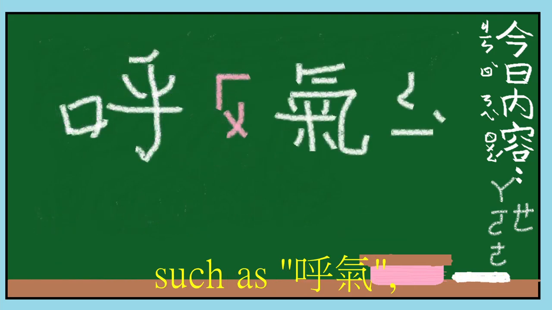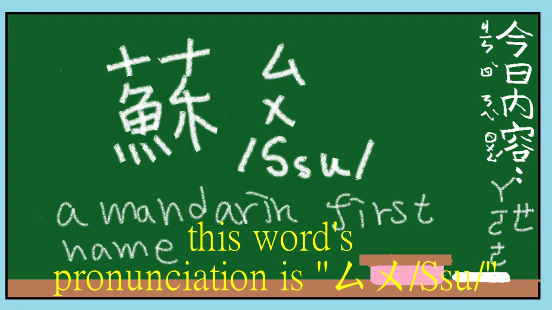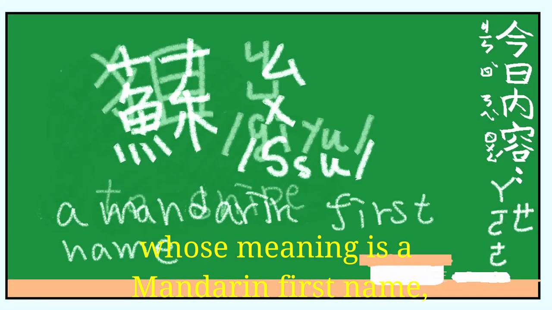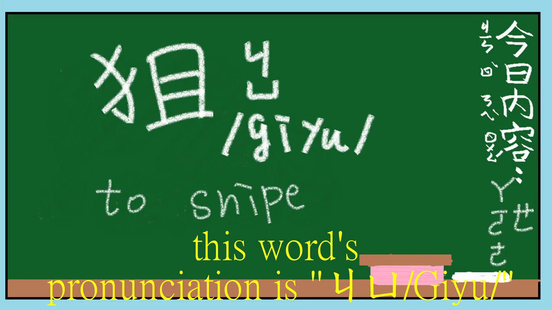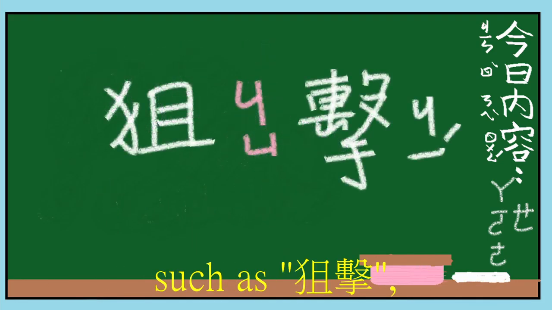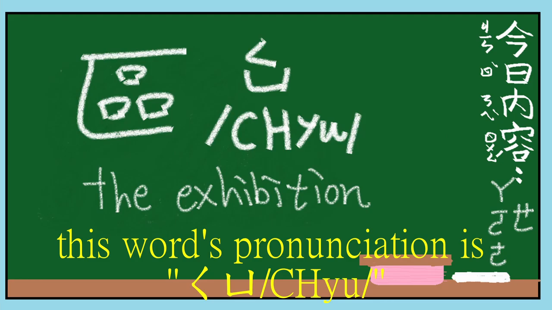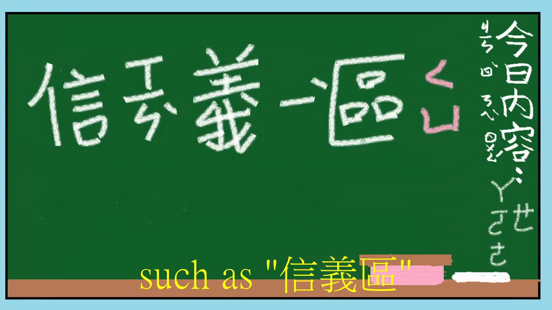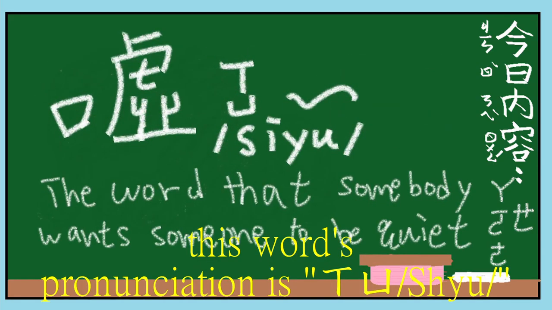This word's pronunciation is ku, whose meaning is crying. This word's pronunciation is hu, whose meaning is to exhale the gas, such as hu qi. This word's pronunciation is su, whose meaning is a Mandarin first name. This word's pronunciation is ju, whose meaning is to snipe, such as ju ji.